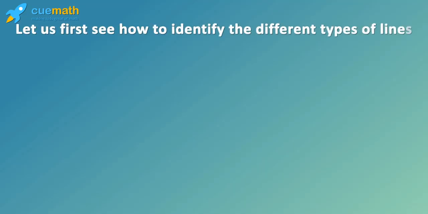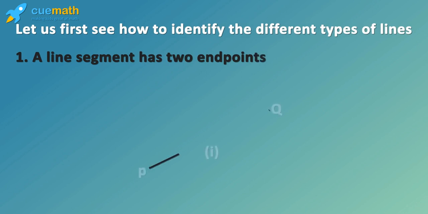So in today's video, let's learn about lines and angles. We'll also learn how to identify and define complementary and supplementary angles. So let us first see how to identify the different types of lines. Number one, a line segment has two endpoints. For example, in this diagram, P and Q are the two endpoints of this line segment, PQ.